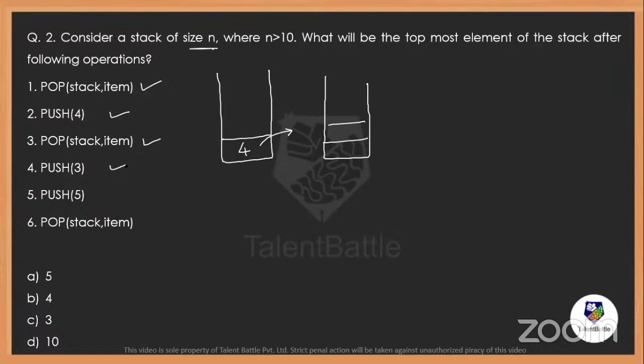Next, 2 push functionalities consecutively, that is 3 and 5. So first 3 will be inserted, then 5 will be inserted. And then you are performing one more pop functionality. So the element which is present at the top, that is 5, will be removed. So 5 is removed. And now the current status of my stack is only a single element, which is 3, and that is the top of the stack. So after performing the given operations, the topmost element of the stack will be 3. And that is your option C.